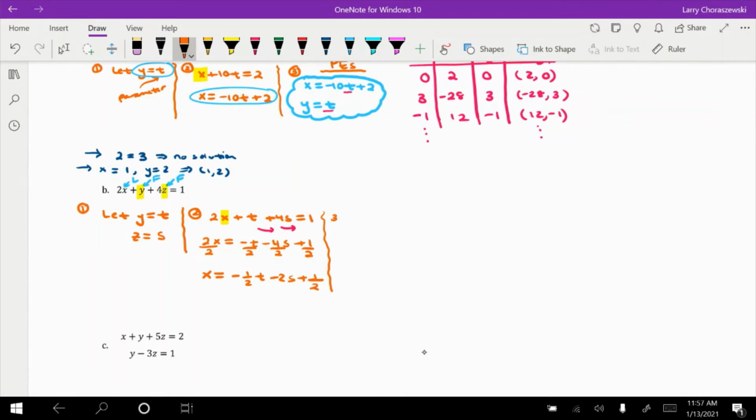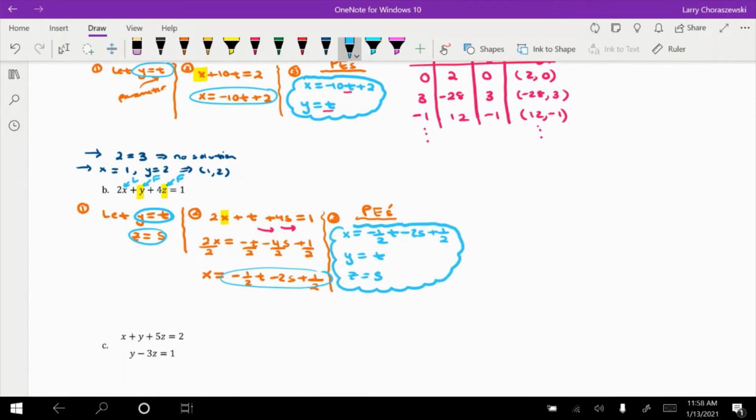So that takes us to step 3, where we'll just catalog these parametric equations. I'll start off with x. We found that x is negative 1/2 t minus 2s plus 1/2. In step 1, we saw that y is equal to t. And we also saw in step 1 that z is equal to s. And there they are.